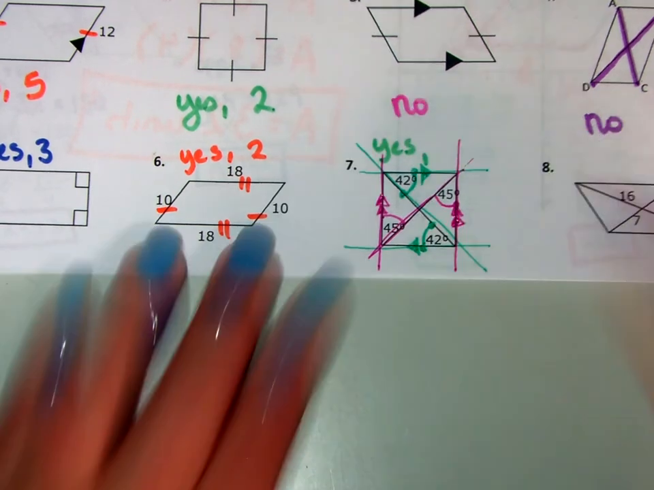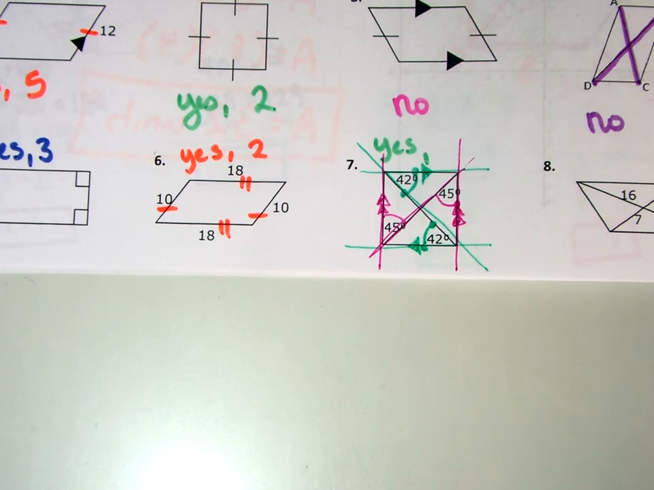So, which theorem are we using to prove this? Theorem 1. Because we can see that both pairs of opposite sides can be proven to be parallel.